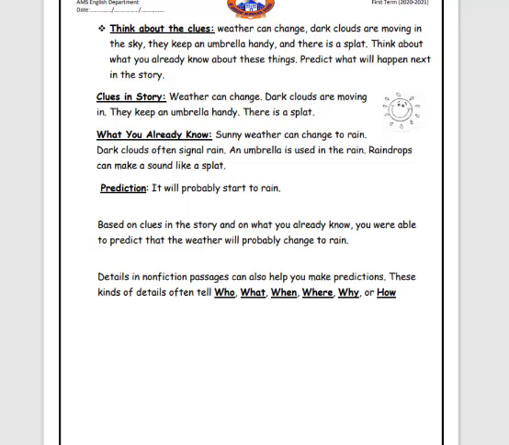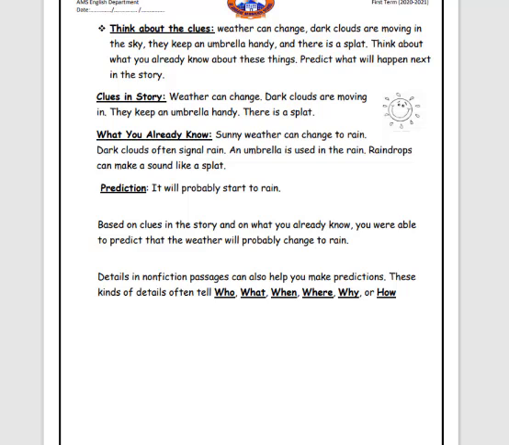Clues in the story: weather can change. Dark clouds are moving in. They keep an umbrella handy. There is a splat. What you already know: sunny weather can change to rain. Dark clouds often signal rain. An umbrella is used in the rain. Raindrops can make a sound like a splat. Prediction: it will probably start to rain.